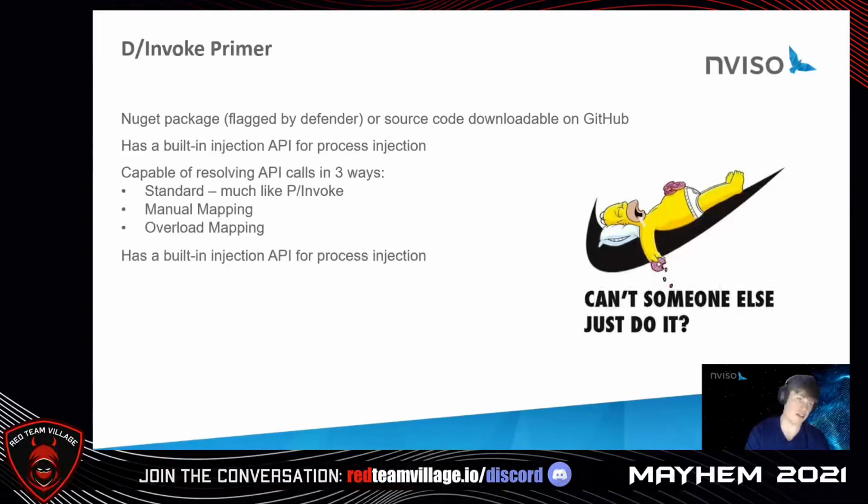It has built-in injection APIs for process injection, so you don't even have to try hard with your injection anymore either. It has just a very simple DInvoke.inject API call to actually do the process injection for you. It is capable of resolving API calls in 3 ways. You have the standard way of doing things, much like PInvoke would. You have your manual mapping, which is mapping a module manually into the DLL. I'm going to talk about that in just a minute. And you have overload mapping, which is a bit of a deception kind of thing, and a bit out of scope of this talk. So that's quite nice.